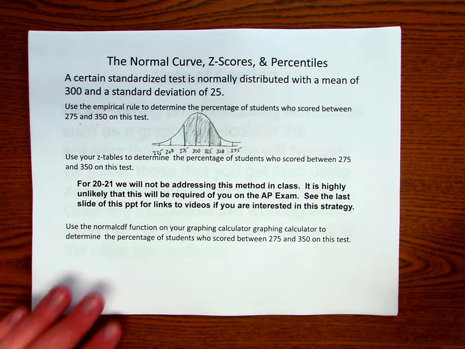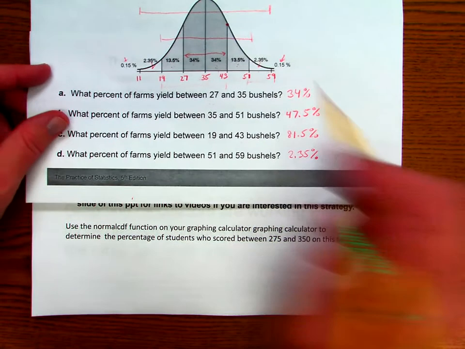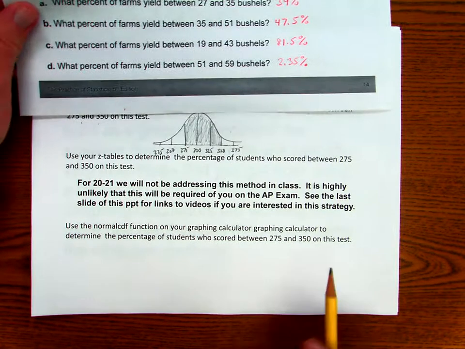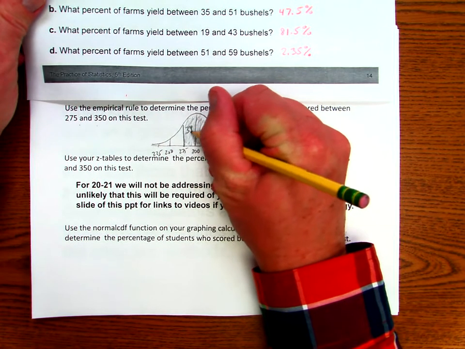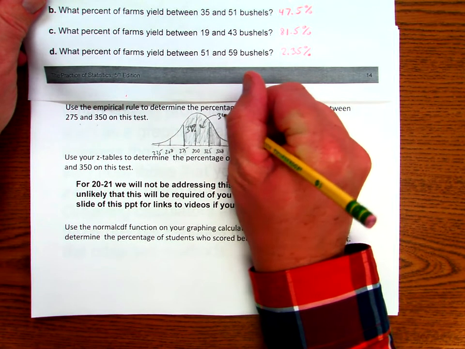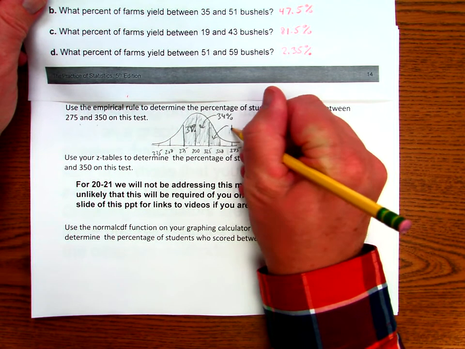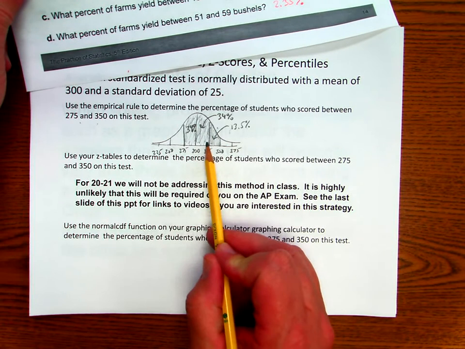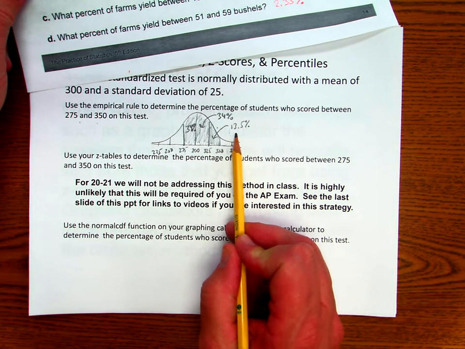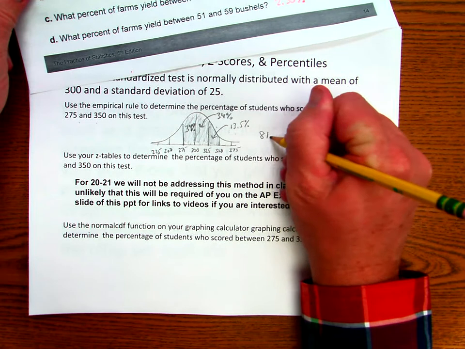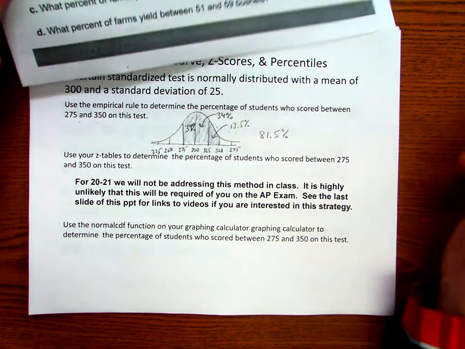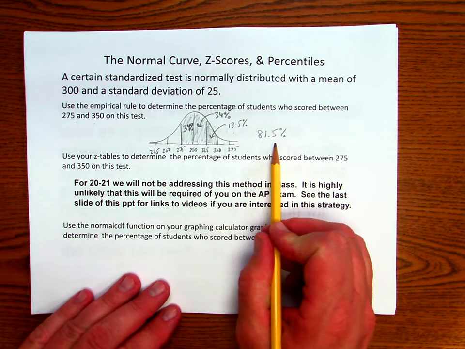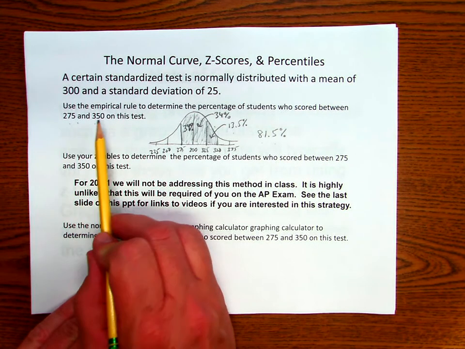Here we go. Yesterday we finished up with this example right here that already calculated all the individual percentages. So we're looking at 34% and 13.5%. So 34 and 34 is 68. That's within 1 standard deviation of the mean. Plus the 13.5. That gets us to 81.5% of the data. So by the empirical rule, we expect about 81.5% of the students to have scored between a 275 and a 350 on this test.